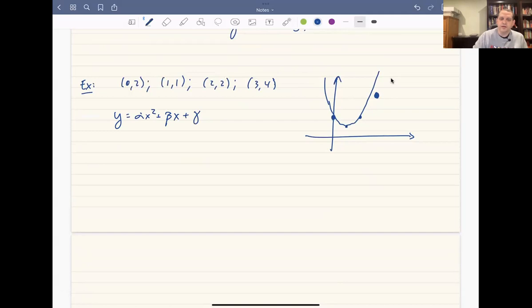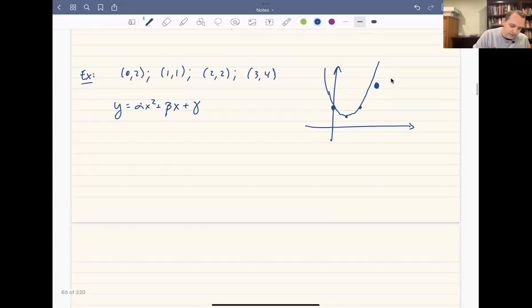So I'll do the same thing. I'll plug in our x values and our y values. We get 2 is equal to 0 alpha plus 0 beta plus gamma. We're going to get 1 is equal to alpha plus beta plus gamma. We're going to get 2 is equal to 4 alpha plus 2 beta plus gamma. And 4 is equal to 9 alpha plus 3 beta plus gamma.